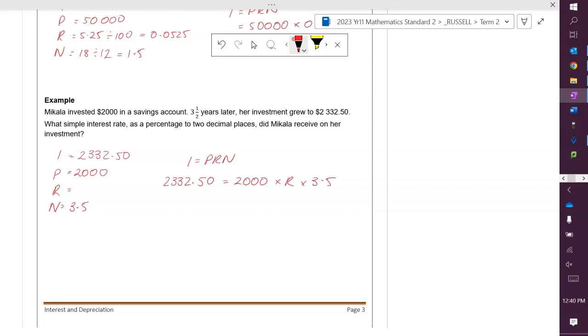This now sets up an equation. I want to find R. So 2,000 times 3.5, the opposite is to divide. So I'm going to divide by 2,000 times 3.5, and I do it to both sides. That tells us that our interest rate is 0.0475, and if I want to turn that into a percentage, I'm going to multiply it by 100, so I get 4.75%.